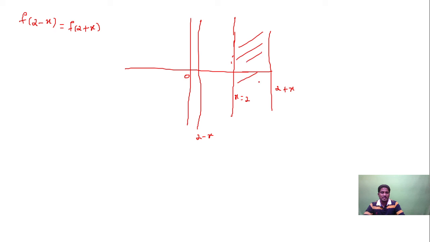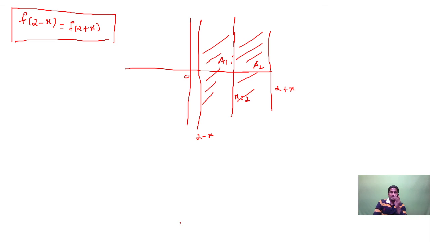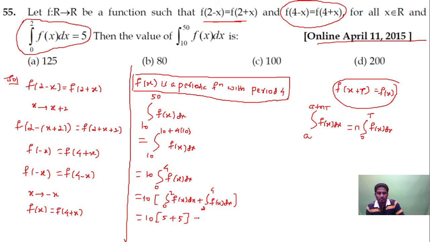So this means that this area and this area are same, A1 and A2 will be same. Since f of x is symmetric about the line x equal to 2, the integral from 0 to 2 is 5, and the integral from 2 to 4 is also 5, because the area will be same. So this will be equal to 100. That's the answer, guys. Thanks for watching.